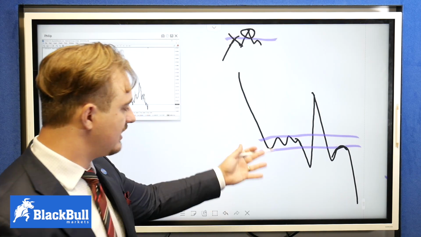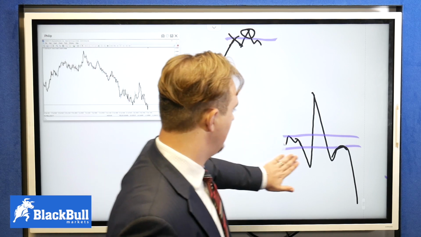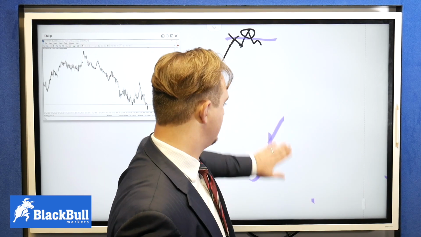Okay, so that's kind of the one structure. That's the last structure I want to look at. So let's hop onto the markets and have a look at some real life chart examples.